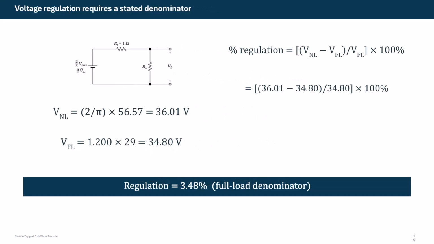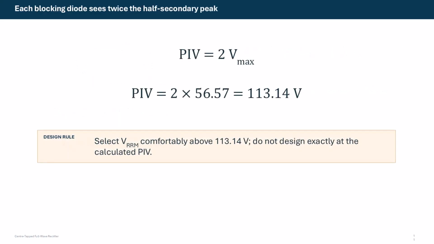The idealized average no load voltage is 2 over pi times the half secondary peak, or 36.01 volts. At full load, the average load voltage is DC current times load resistance, giving 34.80 volts. Using full load voltage as the denominator gives 3.48% regulation. If no load voltage is used as the denominator, the result is 3.36%. Always state the convention.